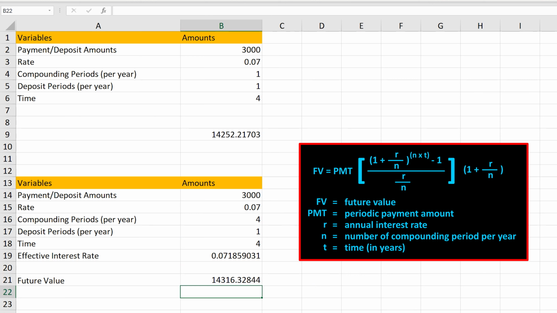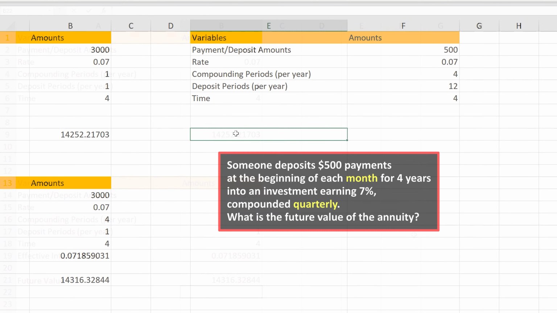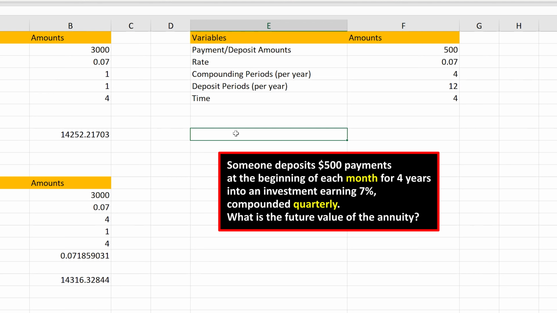the extra compounding periods. In both of the previous examples, the deposit periods were yearly. So we're going to do one more example, and this time the deposit periods will not be yearly. This time someone deposits $500 at the beginning of each month, again for 4 years. The yearly rate is 7% and is compounded quarterly. What is the future value of the annuity? So we have monthly deposits and quarterly compounding.